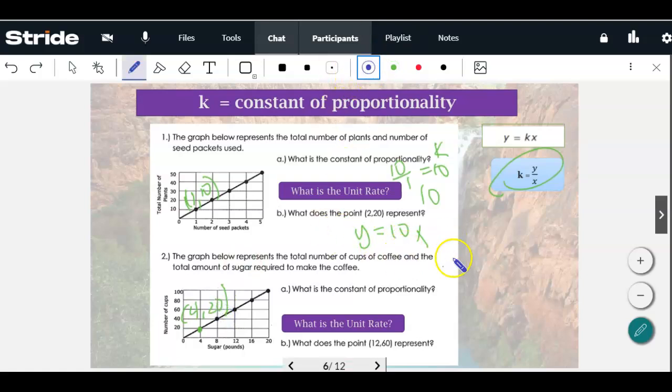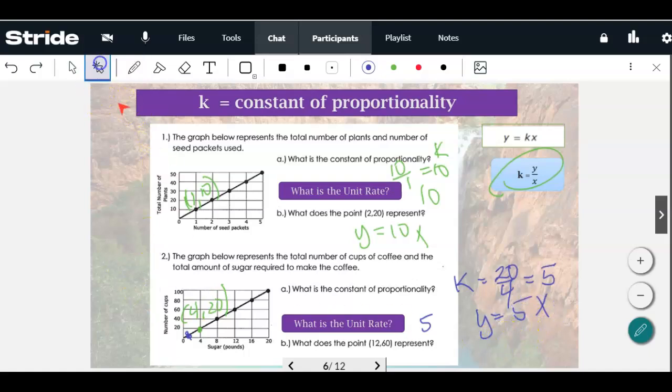And so we go back to the K, the constant of proportionality is y over x. So my y value is 20, my x value is 4. So that would simplify to 5. So the constant of proportionality is 5. So if I had 1 on here, it would be at 5. So that is my unit rate. My equation is y equals 5x.